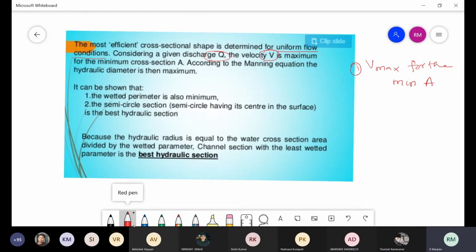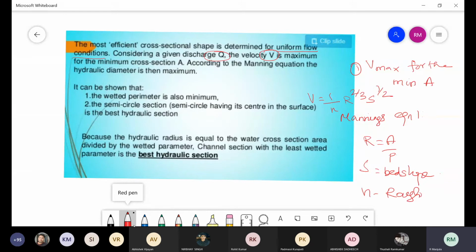What is Manning's equation actually? V is equal to 1 by n, R to the power 2 by 3, S to the power half. This is the Manning's empirical equation for computing the velocity of the flow, where R is the hydraulic mean depth, A by P, S is the bed slope, and n is the roughness coefficient.